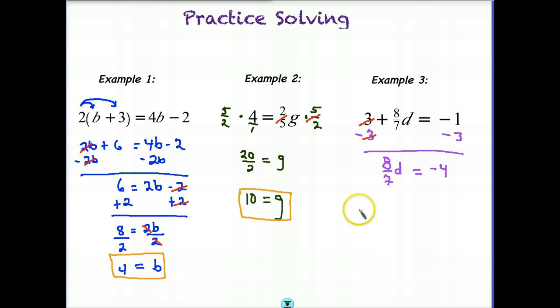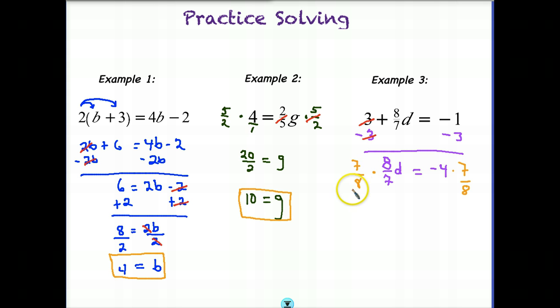And now we can use the trick that we used from example 2. We can just multiply by the reciprocal. The reciprocal of 8 over 7 is just the reverse of that. We flip it, so we get 7 over 8. And if we multiply the left side by that, we need to multiply the right side by 7 over 8 as well. And we know that 7 over 8 times 8 over 7 is just going to become 1.